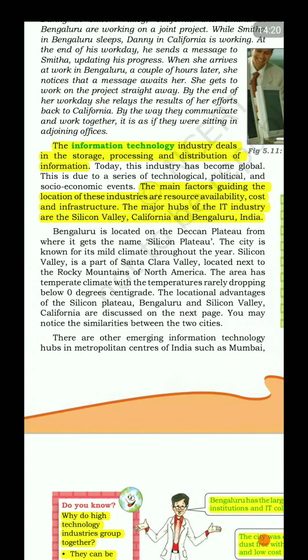It's important. Bangalore is located on the Deccan Plateau, from where it gets the name Silicon Plateau. The city is known for its mild climate throughout the year. Silicon Valley is a part of Santa Clara Valley, located next to the Rocky Mountains of North America. The area has a temperate climate with the temperatures rarely dropping below 0 degrees centigrade. The locational advantages of Silicon Plateau, Bengaluru, and Silicon Valley, California, are discussed on the next page.